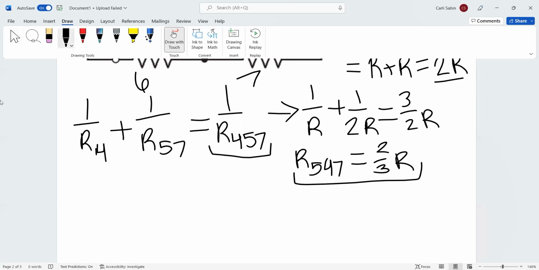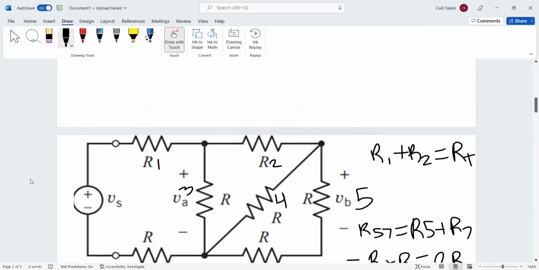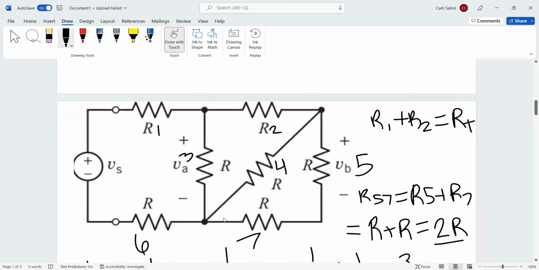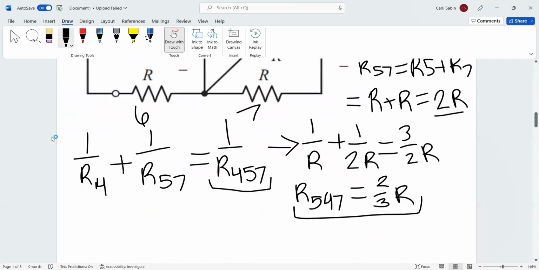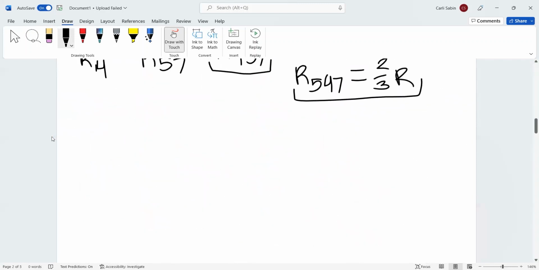Cool. So now we've taken care of 5, 7, and 4, and we've made them into one big resistor, right? Then we're going to have something that's going to look like this. So I'm just going to go ahead and redraw this part of the circuit for you guys to make it a little easier to see. You definitely don't have to do this. Keep all of your work more organized, I guess.